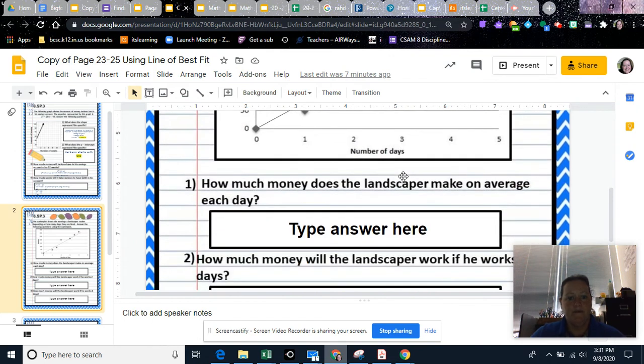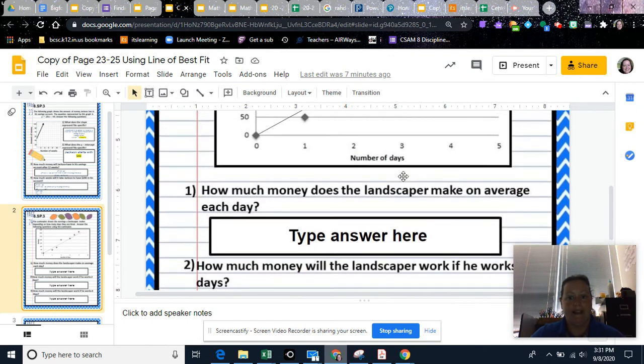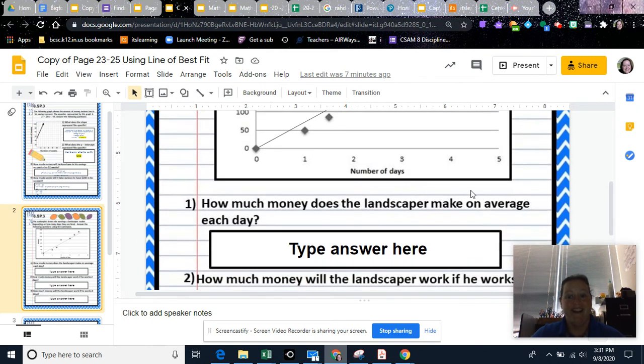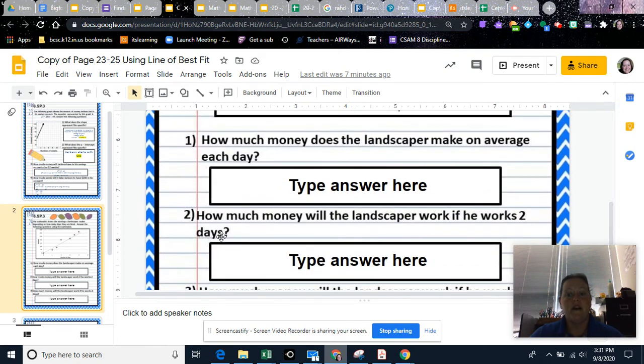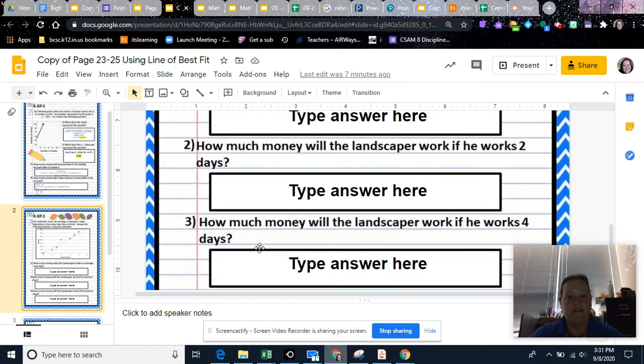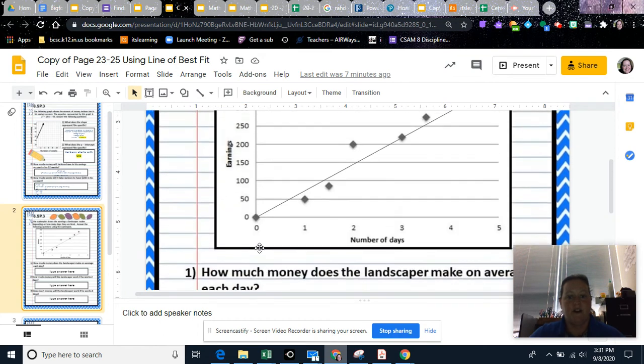Step 1, how much does the landscaper make on average per day? Anytime you see each day or per day, that's going to be the slope. So number 1 is asking you to find the slope. Then number 2, you're finding on the graph. And then number 4, you're also looking at the graph. So you're going to do this one.